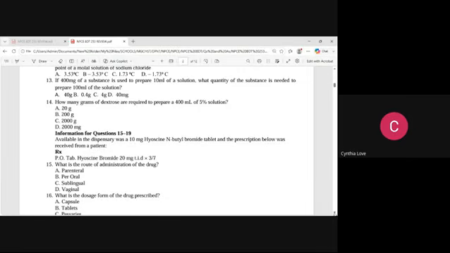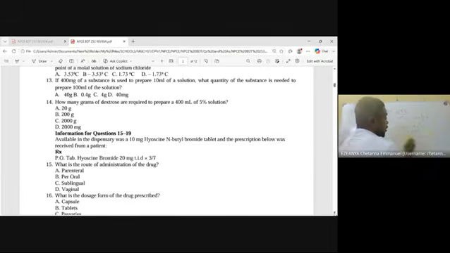But our answer is in gram. You will now convert it to gram. Simple. Is there anybody in the class that doesn't understand what she said? The question says if 400 milligrams of a substance is used to prepare 10 ml of a solution, what quantity of the substance is required to prepare 100 ml of the solution.